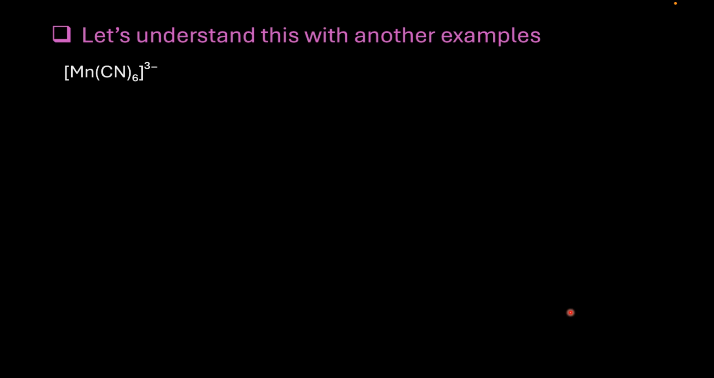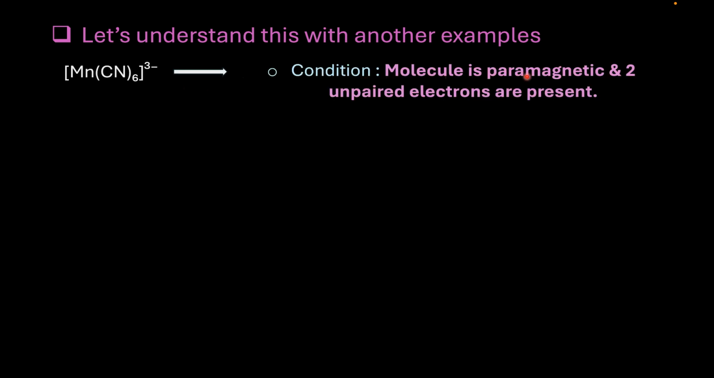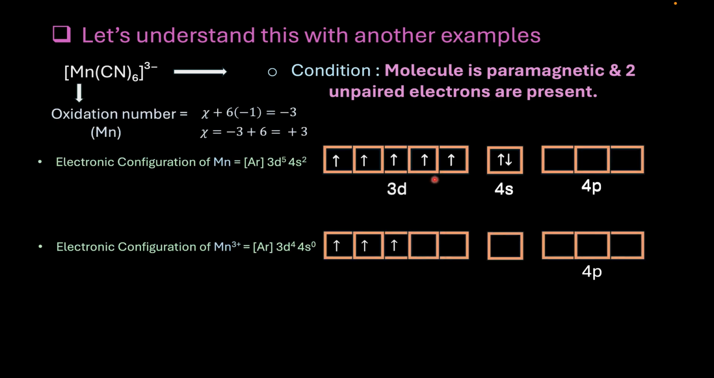So let's discuss one last example, that is [Mn(CN)6]3-. Okay. And for this, the condition given is that the molecule is paramagnetic with 2 unpaired electrons. So for this, the orbital diagram will look like this: 4 electrons in the 3d orbital and 0 electrons in the 4s orbital. Okay. So here cyanide is present, and cyanide is a strong field ligand.